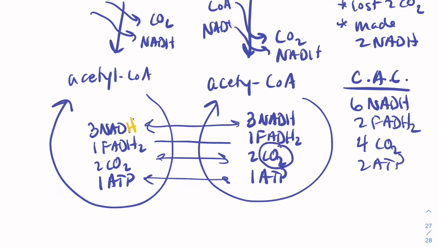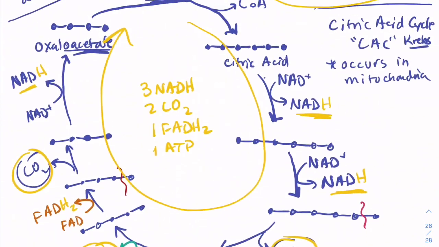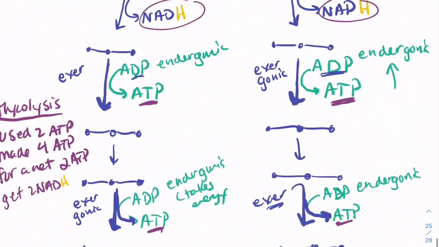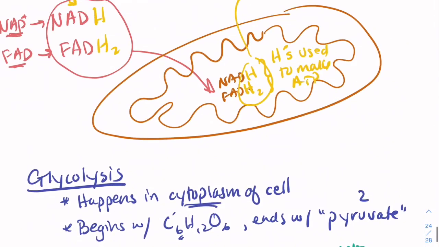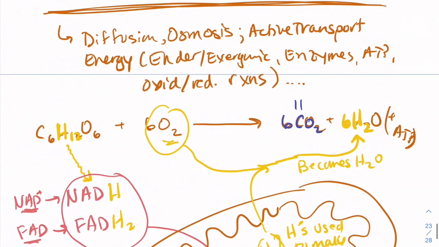Oh, by the way, these 4 CO2s, let's go way back here and add our little tick marks to the other 2 that we had. So we already had 1, 2, and we're adding 1, 2, 3, 4. That is 6 CO2. I love it when the math works out.